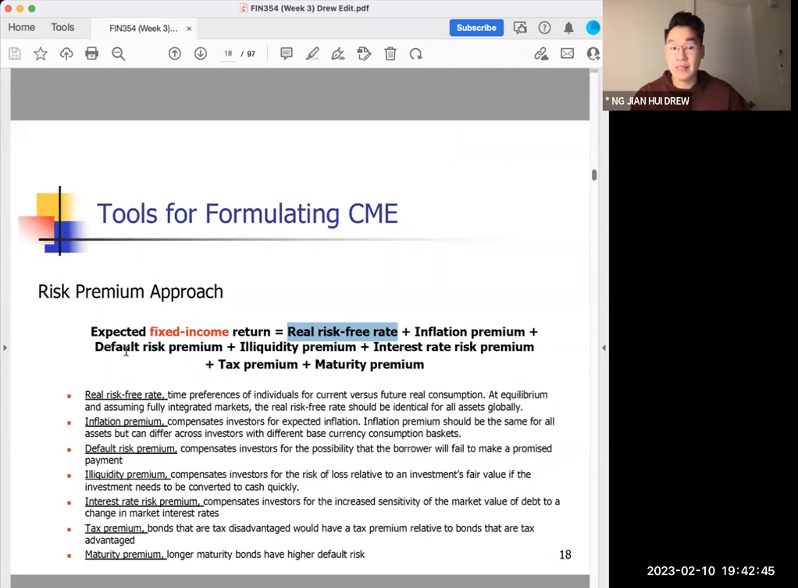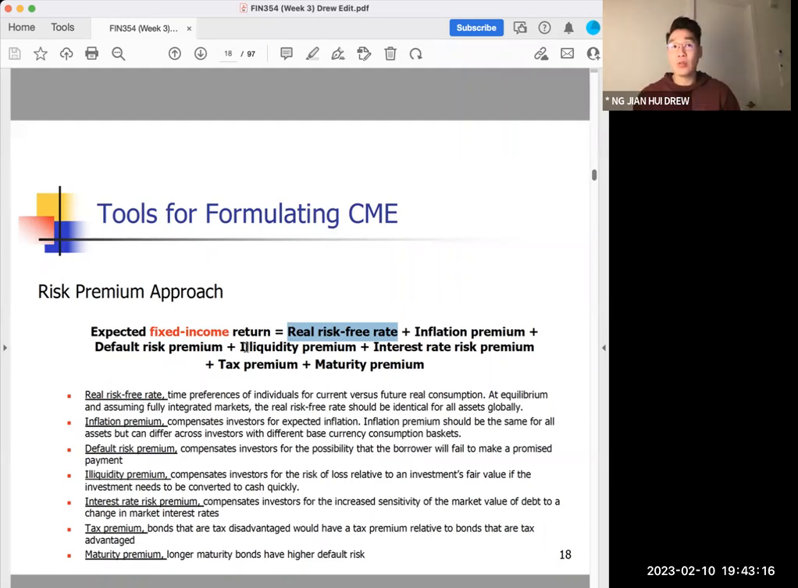And then we have the default risk premium as well. So default risk premium is more of like, if the bond issuer defaults, your bond will be useless, right? So you have a premium on top of that. Your illiquidity premium, basically it's if the issuer cannot pay you, right? Goes into issue of bankruptcy, cannot pay you, so that's illiquidity.